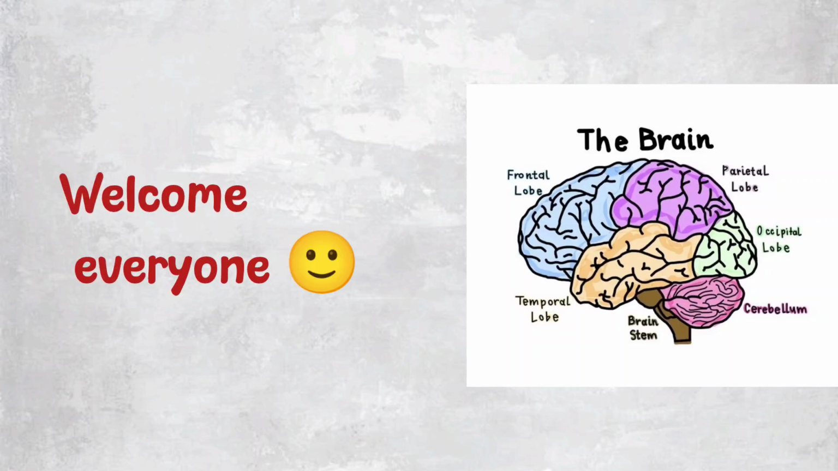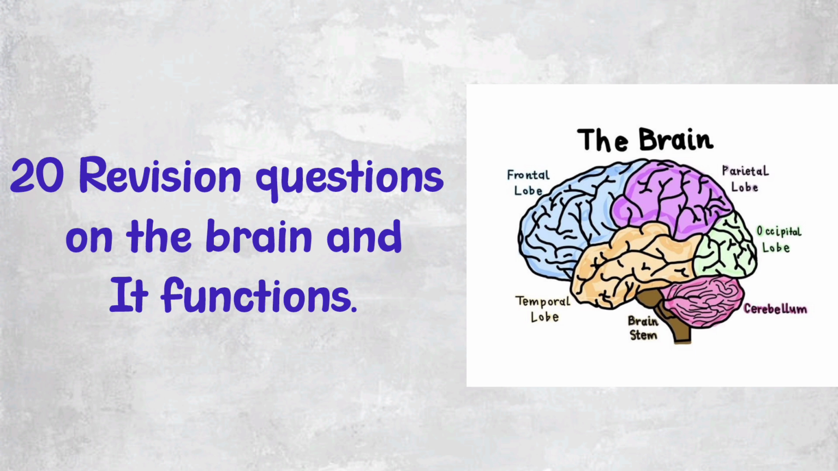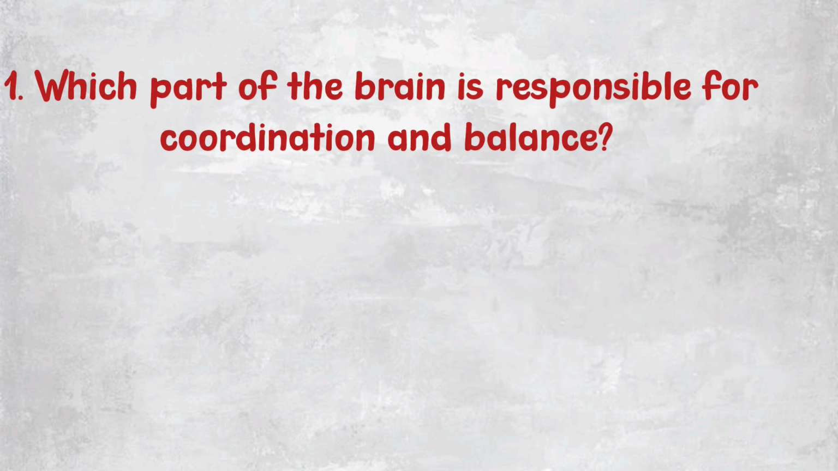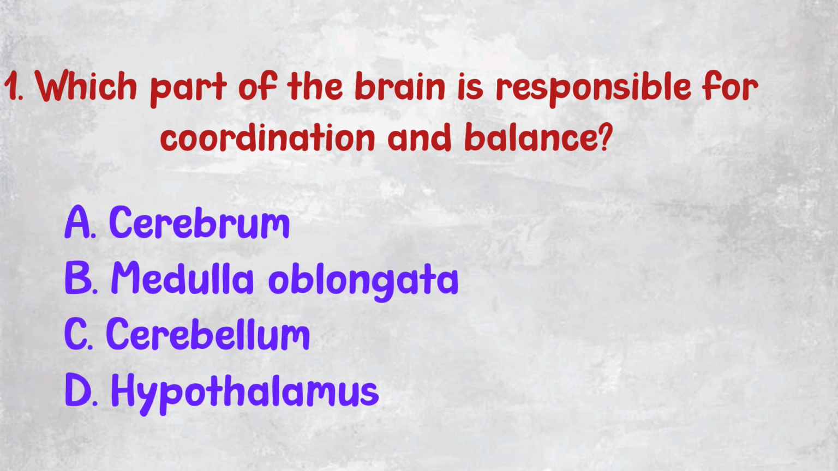Welcome everyone. In today's video we are going through 20 revision questions on the brain anatomy and its function. So question number 1 we have, which part of the brain is responsible for coordination and balance? We have A, the cerebrum, B, the medulla oblongata, C, the cerebellum, and D, the hypothalamus. Now you can go ahead and pause this video to get your answers.